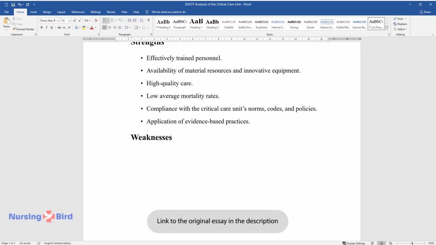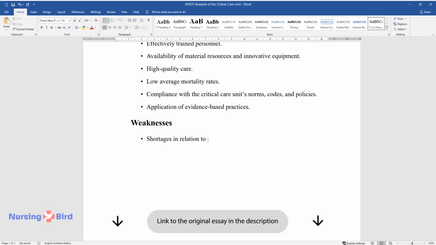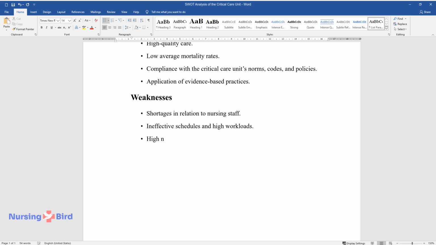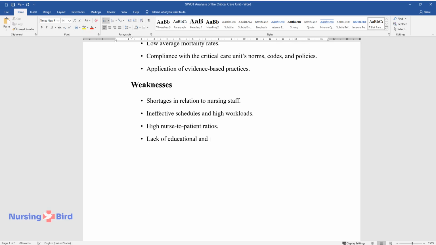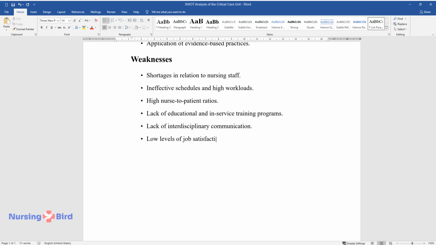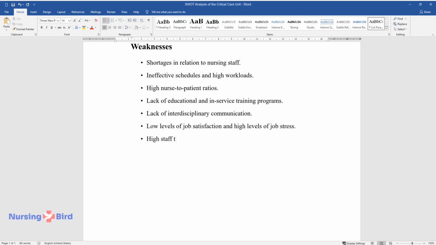Weaknesses. Shortages in relation to nursing staff. Ineffective schedules and high workloads. High nurse-to-patient ratios. Lack of educational and in-service training programs. Lack of interdisciplinary communication. Low levels of job satisfaction and high levels of job stress. High staff turnover rates.